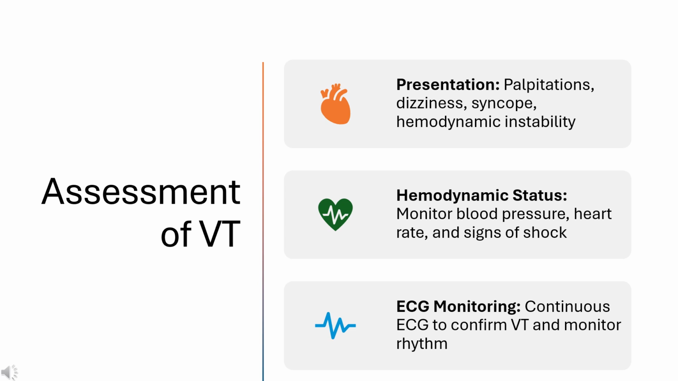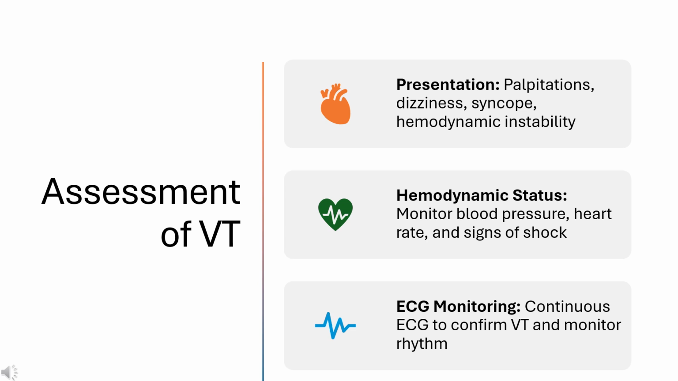Hemodynamic instability is characterized by significant changes in vital signs, such as hypotension and tachycardia. This instability can lead to shock if not promptly addressed. Continuous monitoring of blood pressure is crucial. VT can cause a significant drop in blood pressure due to decreased cardiac output. Hypotension is a sign of hemodynamic instability and can indicate that the patient is at risk of going into shock.